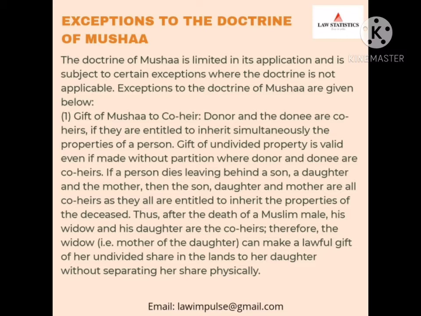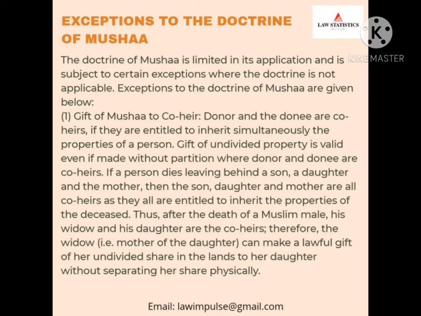Gift of Musha to co-heirs. Donor and the donee are co-heirs if they are entitled to inherit simultaneously the properties of a person. Gift of undivided property is valid even if made without partition, where donor and donee are co-heirs. If a person dies leaving behind a son, a daughter and the mother, then the son, daughter and mother are all co-heirs as they are entitled to inherit the properties of the deceased.